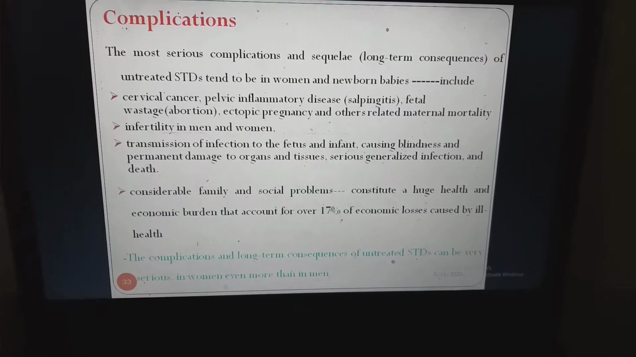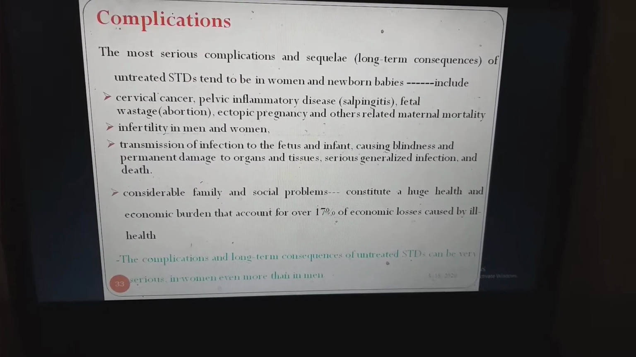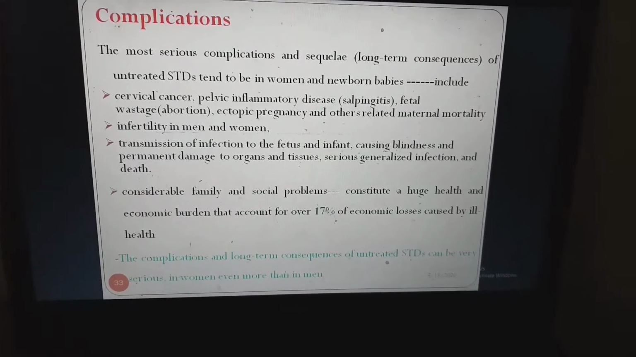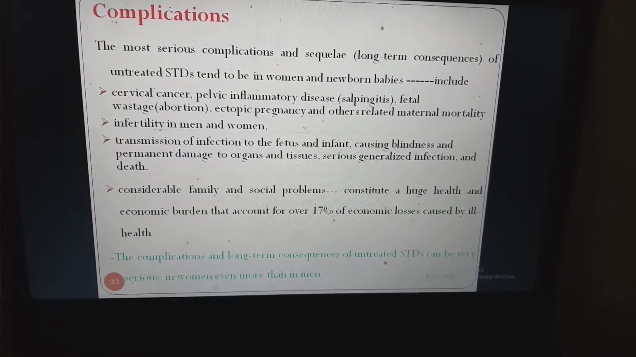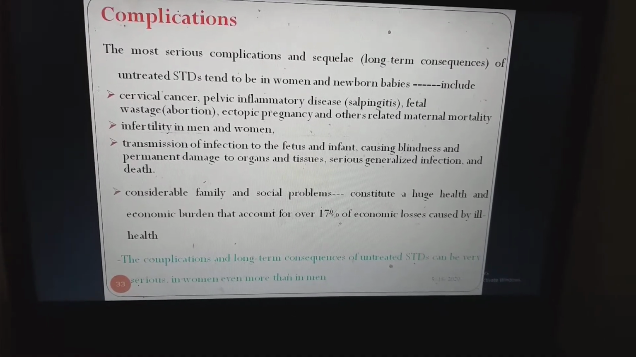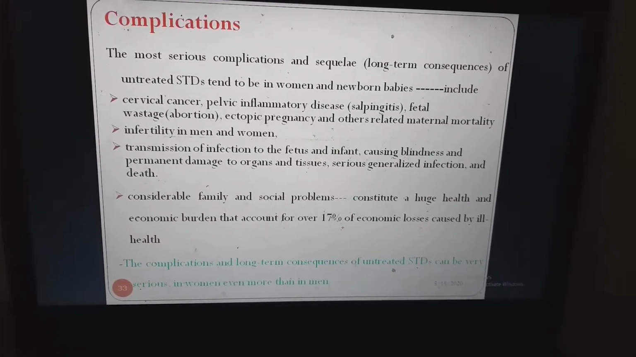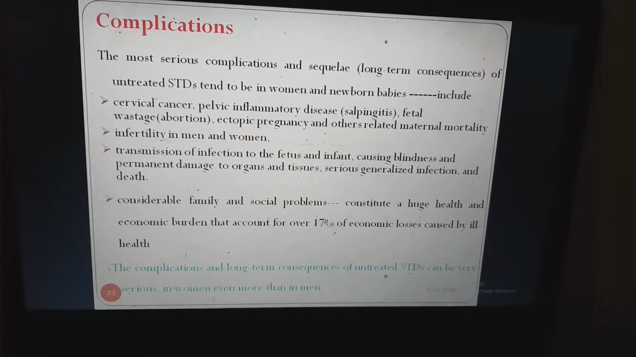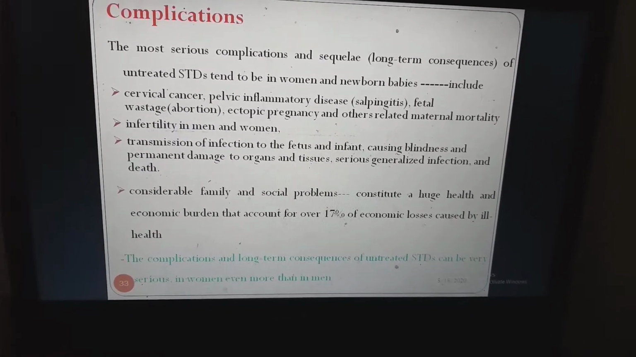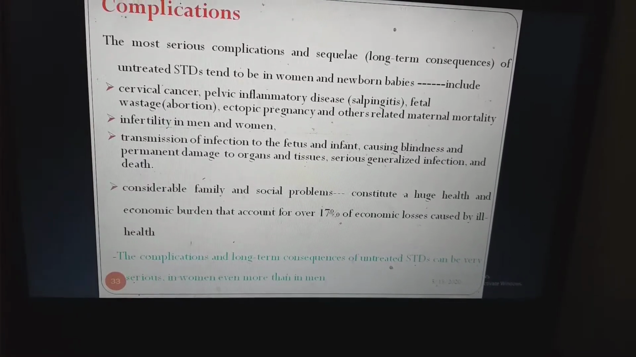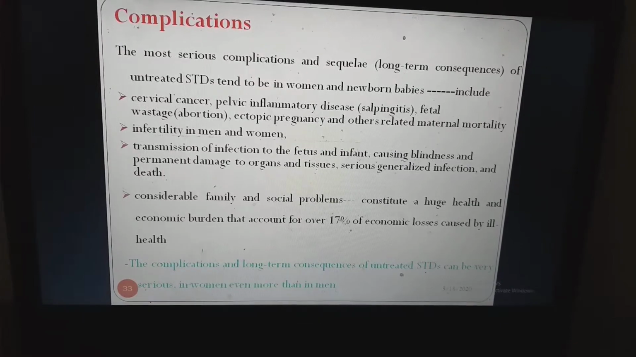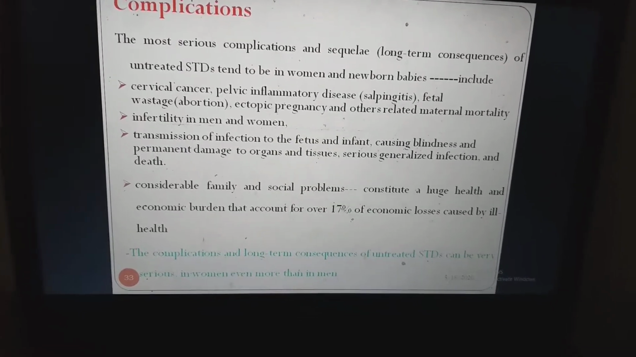The other is transmission of infection to the fetus and the infant, causing blindness and permanent damage to organs and tissues, serious generalized infections and deaths. Considerable family and social problems may be created, so they constitute a huge health and economic burden that accounts for over 70% of economic losses caused by ill health.